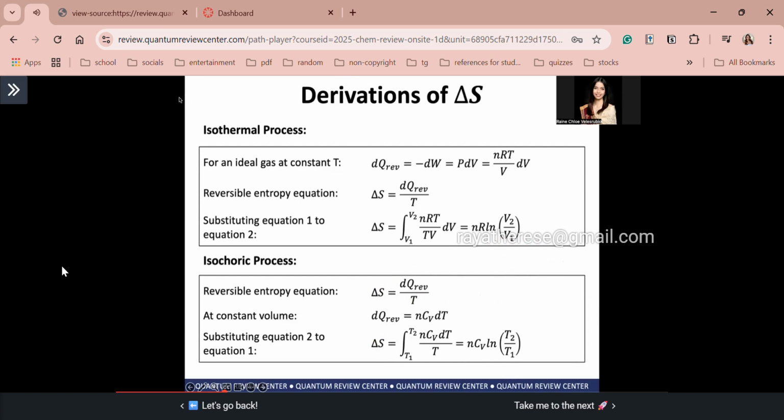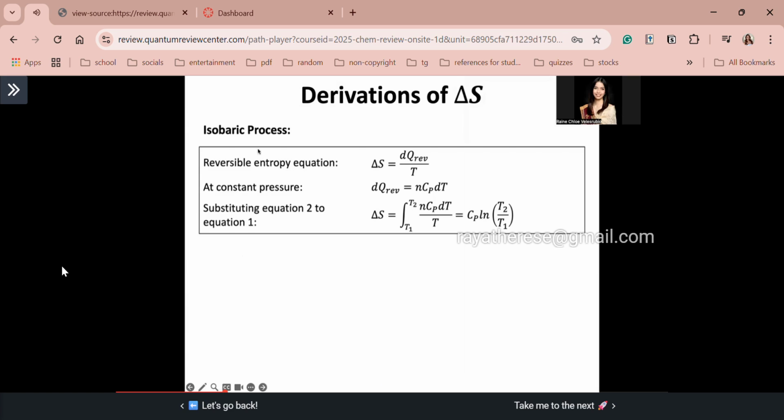Next, we have the isobaric process. Again, this is the equation for the reversible entropy. Important: at constant pressure, we know that dq rev is equal to nCp dT, based on our Thermo 1. So let's simply substitute equation 2 into equation 1.